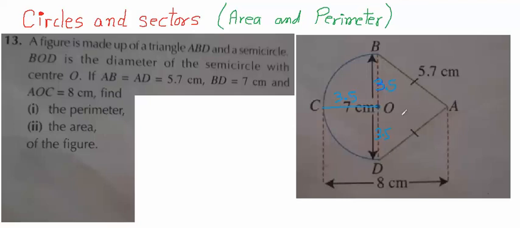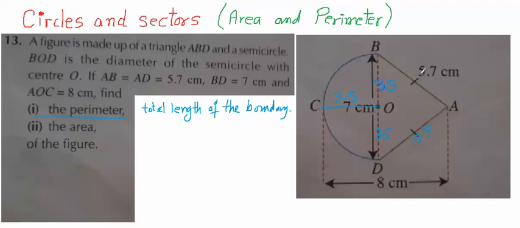The triangle is an isosceles triangle because this mark here and here is there. So if this is 5.7, this is also 5.7. First we need to find the perimeter of this diagram. Perimeter is always the total length of the boundary. That means AB plus AD plus this semicircle boundary. The sum of these three sides will be the perimeter.